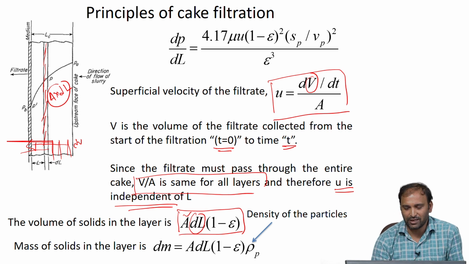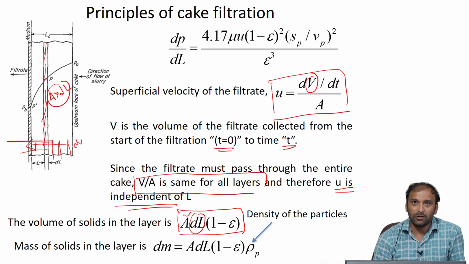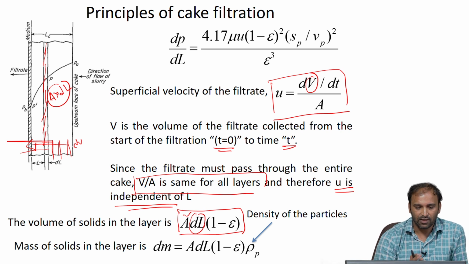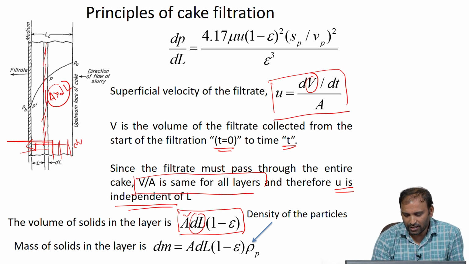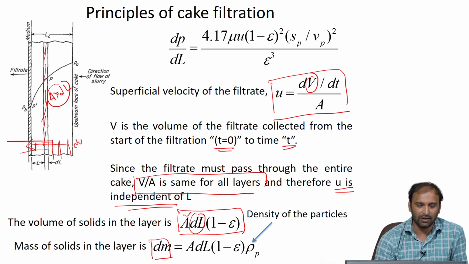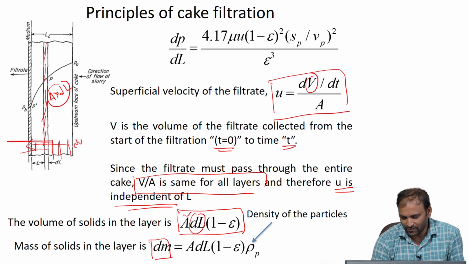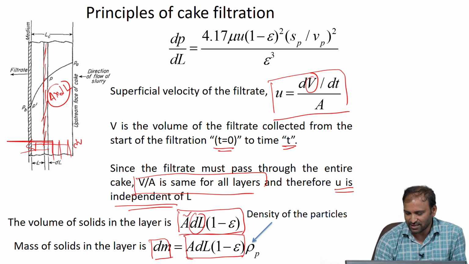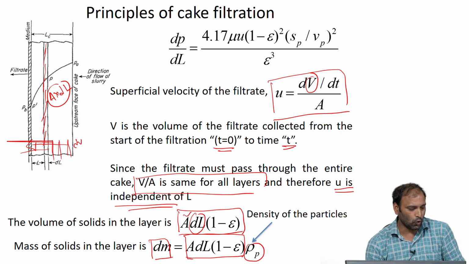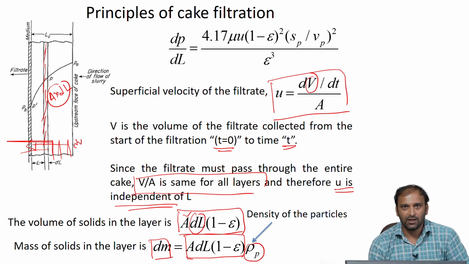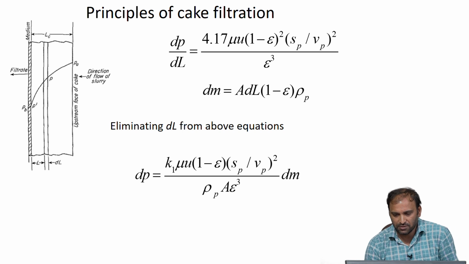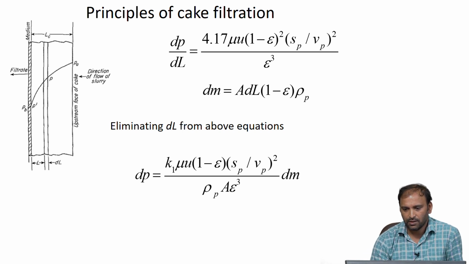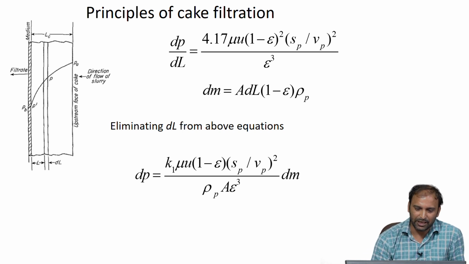That multiplied by 1 minus epsilon will give me the volume of all the solids in the thin section. And if I want the mass, dm is the mass of the particles in the thin section, which is essentially the volume of the solids in the section multiplied by rho p, where rho p is the density of the particles that make up the solids in the filter cake, right.